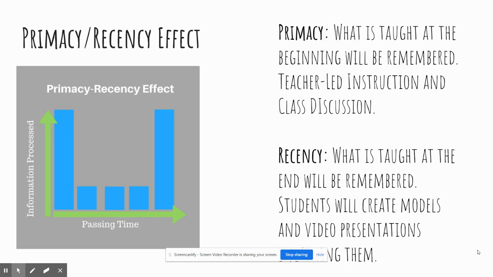The primacy recency effect includes the part that's called primacy, which means what is taught at the beginning of the lesson will be remembered. And for my primacy time slot, I will be including teacher-led instruction and class discussion. The recency effect is that what is taught at the end will be remembered, and students will be creating models and then video presentations explaining those models towards the end.